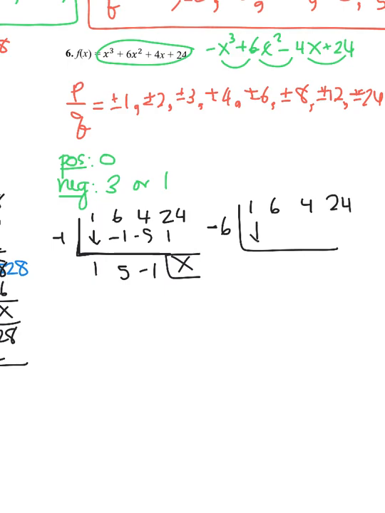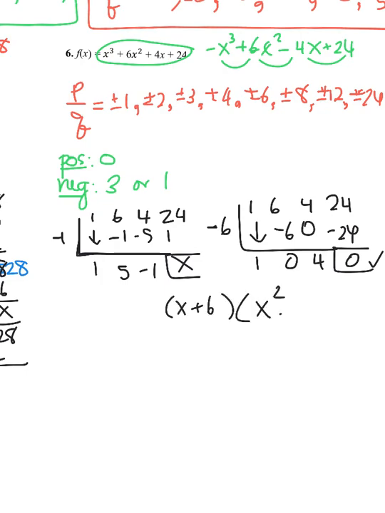And we see we get that remainder of 0, and that's the one we want. So we know that our polynomial can be written as x plus 6 times x squared plus 4. Now we want to find all the rational roots. Here we're not going to get any rational roots. Those are going to be imaginary.